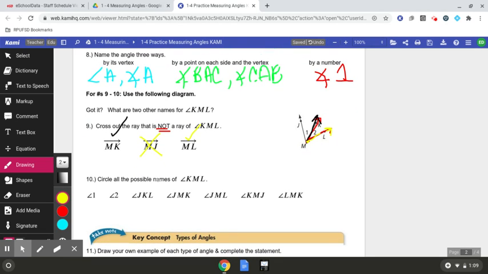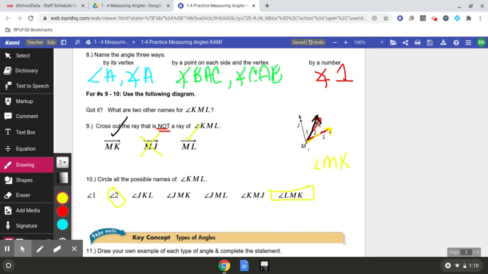Then it says circle all the possible names of angle KML. So KML again. If we want to name this, we could name it by its number. So that would be 2. So 2 would work. And then the other way we could do is reverse the letters. They're calling it KML. We could jump and make it LMK, which would be this one here.